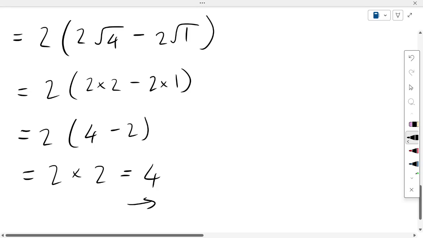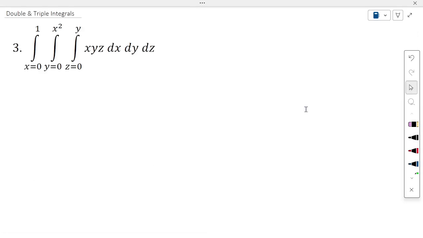Okay. Let's move on to the next one. And the next one is going to be our triple integral. Whoa! So here's our triple integral. Now, there's nothing too crazy about this one. It's just that we have to do extra work. So instead of having 2 integrals, it's 3 integrals.